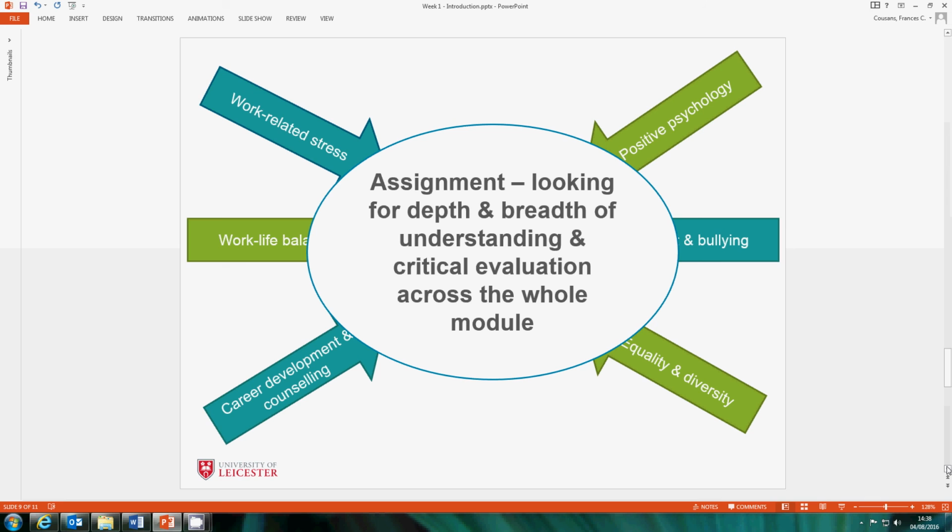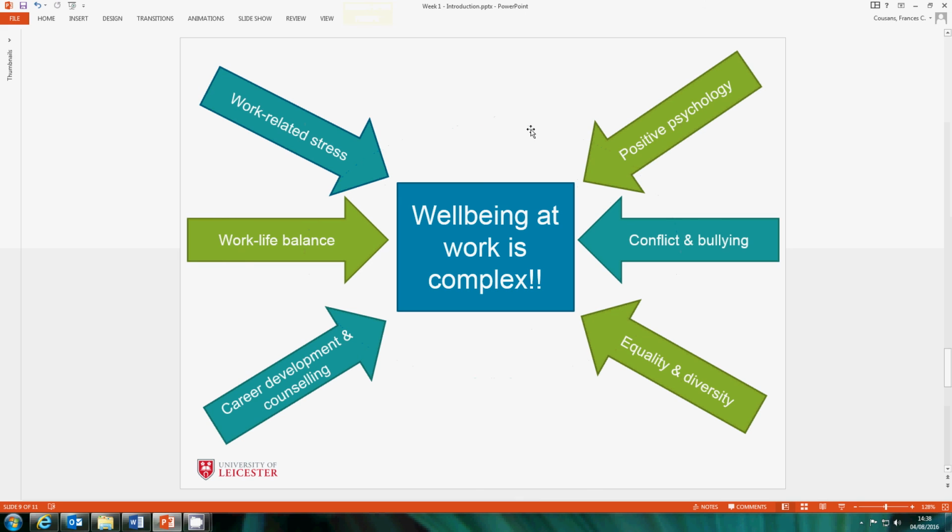So looking now at what we are going to cover in this module overall, we're going to look at work-related stress, work-life balance, career development and counselling, positive psychology, conflict and bullying in the workplace, and equality and diversity. So as you'll see, these are a really varied range of areas that we're going to be looking at, and well-being is a complex issue, and it's getting ever more complex as work environments and expectations change rapidly. Of course, this doesn't mean that we shouldn't try to study it, but it does mean that it can be a challenge given how many factors interact to impact on well-being.